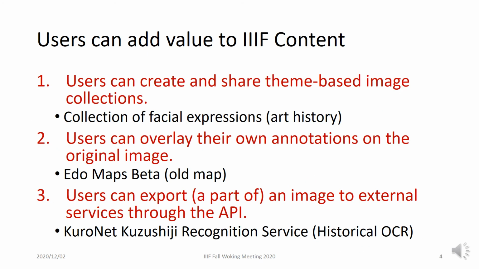On the IIIF Curation Platform, users can add value to IIIF content in three different ways. First, users can create and share theme-based image collections, such as a collection of facial expressions for art history. Second, users can overlay their own annotations on the original image. I will show a few examples, such as old maps. Third, users can export a part of an image to external services through the API. I will show a few more examples, such as KuroNet Kuzushiji Recognition Service, which is an OCR service for historical documents.